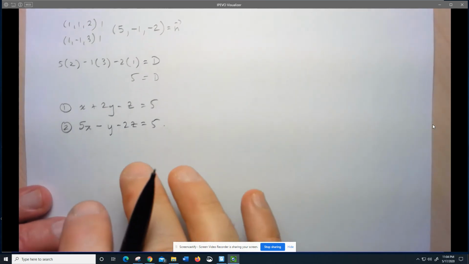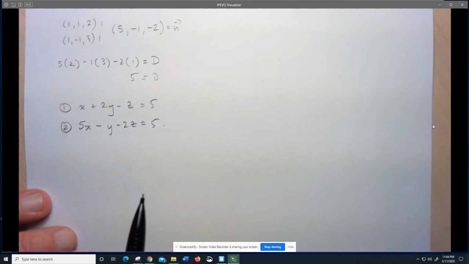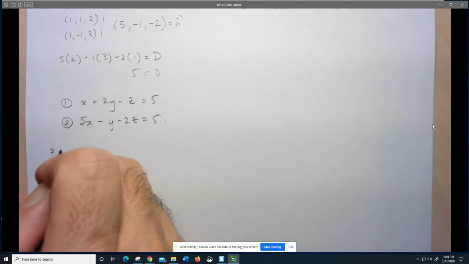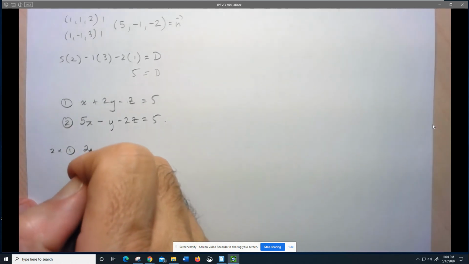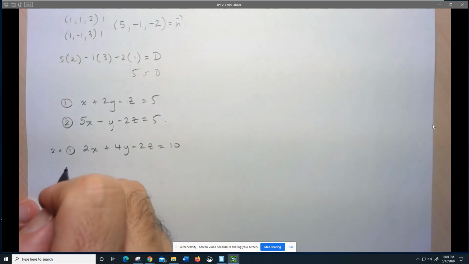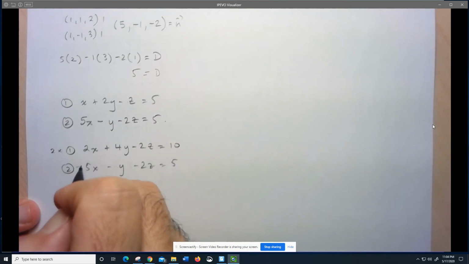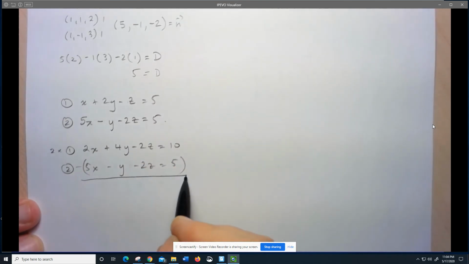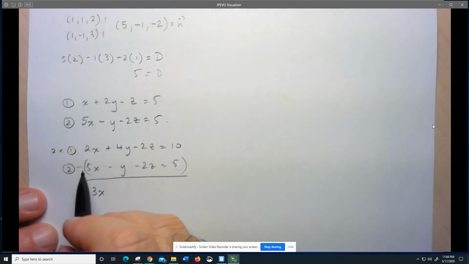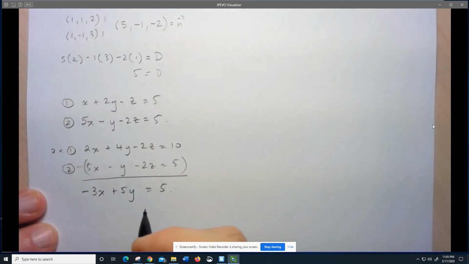Now that we have it in Cartesian form, we can start our process. I could get rid of y or z. Let's get rid of z. So we take 2 times equation 1. What do we have? 2x plus 4y minus 2z equals 10. And equation 2 will stay the same: 5x minus y minus 2z equals 5. I'll subtract since they have the same sign. So 2 minus 5, negative 3x. 4 plus 1 is 5y. The z terms cancel out, and 10 minus 5 is 5.